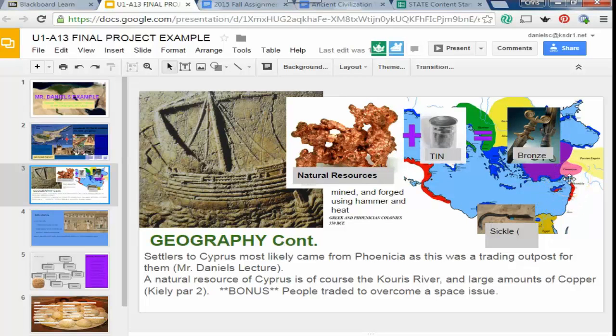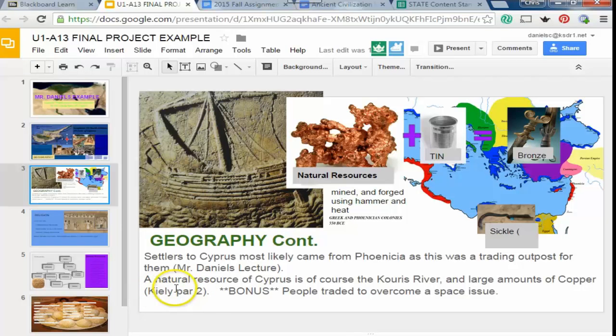So on this island here, we find out that settlers to Cyprus most likely came from Phoenicia, as this was a trading outpost for them. This actually came from my lecture piece. And then the natural resource of Cyprus is, of course, the Curus River and large amounts of copper. I went and found an article about the natural resources in Cyprus, and I'll show you how to do that in just a second. But this is the MLA citation for that.